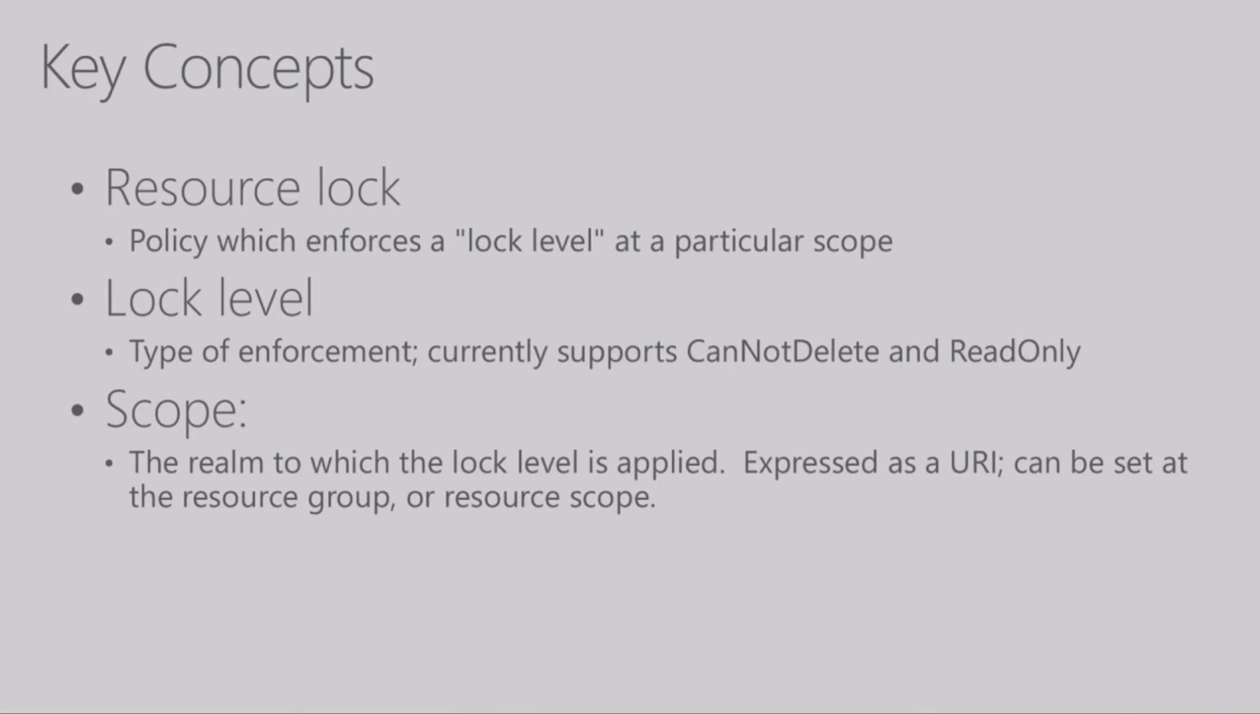There are three key concepts here. The resource lock, well, we talked about what that was. We have the lock level, which defines the type of enforcement. We have two kinds, cannot delete and read only. And then we have scope, which is the realm to which the lock level is applied. Similarly to role-based access control and policy, these things can be assigned at subscription, resource group, or resource scope. We aren't too creative, so a lot of our stuff works the same. And let's see it in practice, okay?